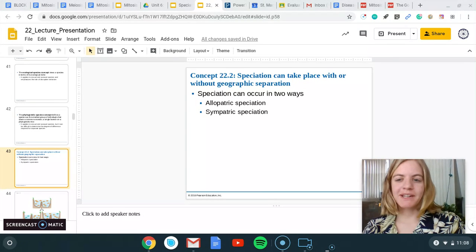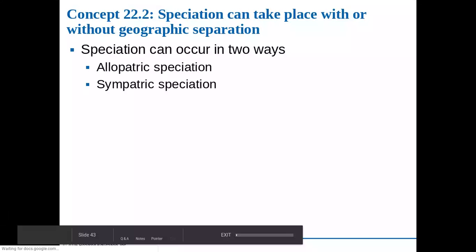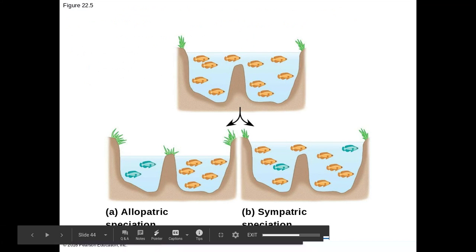Today we'll be working on 22.2, talking about the different types of speciation. So here we go. Yesterday we talked a little bit about how species can form, and now we're going to talk about the two different ways speciation can occur. One is called allopatric speciation and the other is sympatric speciation.